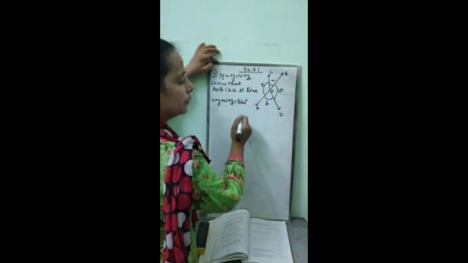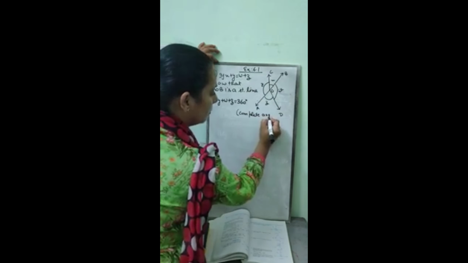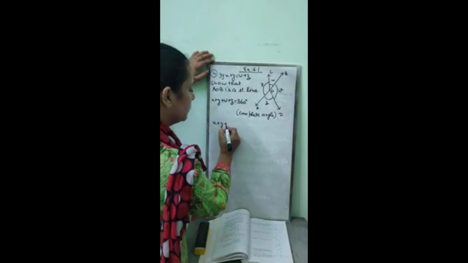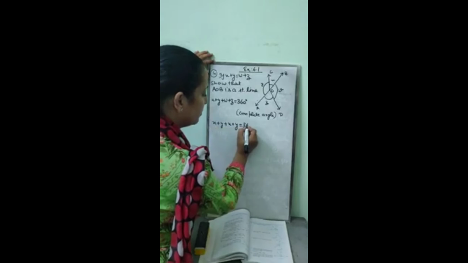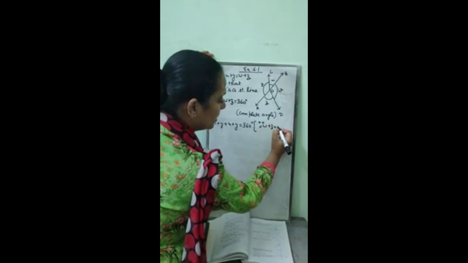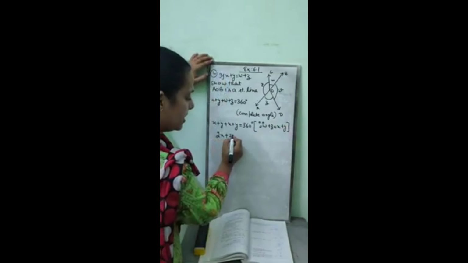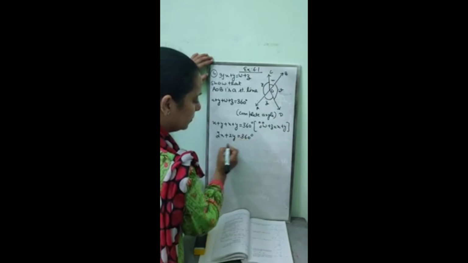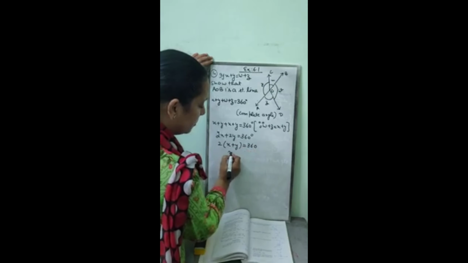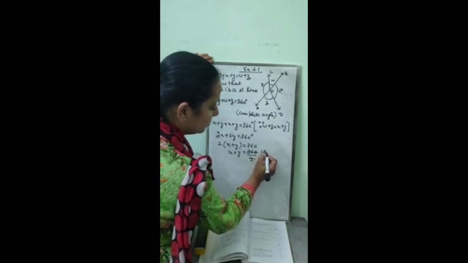All these are making a circle, so this is a complete angle. Now x plus y is equal to w plus z. So I am going to replace w plus z with x plus y, because w plus z is equal to x plus y. 2x plus 2y is equal to 360. 2 common. 2 times x plus y is 360.